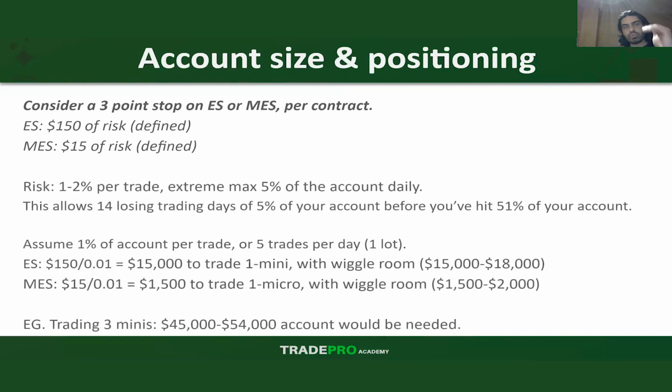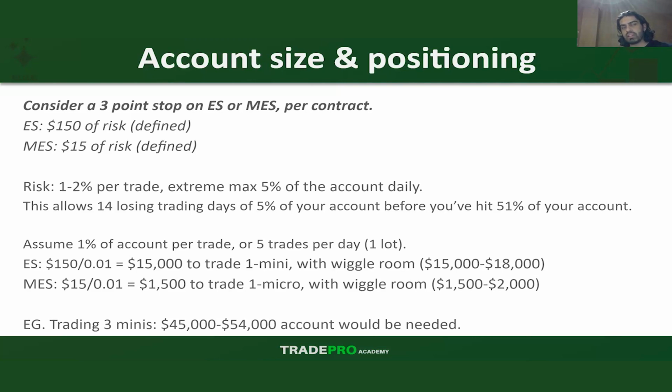If you risk 1 to 2% per trade, let's say an extreme max, which I don't necessarily think is needed, but let's say an extreme max of 5% on the account daily. That's your risk. This allows you 14 losing trading days of your 5% before you've hit 51% of your account, based on this.